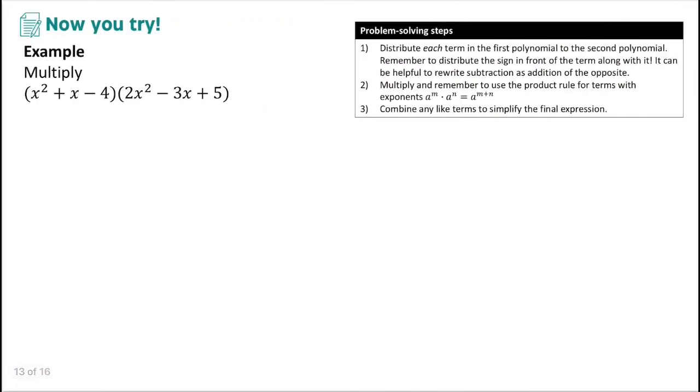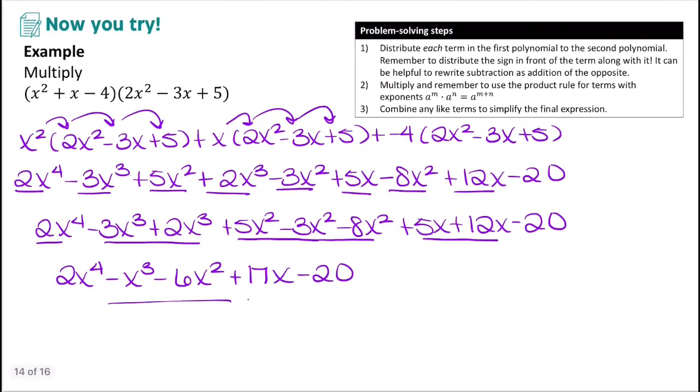So now you can go ahead and pause the video and try doing this example on your own. So here, it's two trinomials, so same process as before, just a lot more multiplication and distribution to do, right? So we do x squared times the second trinomial, then x times the second trinomial, and then minus 4 times the second trinomial. So when we do that, remember we get all of these terms.